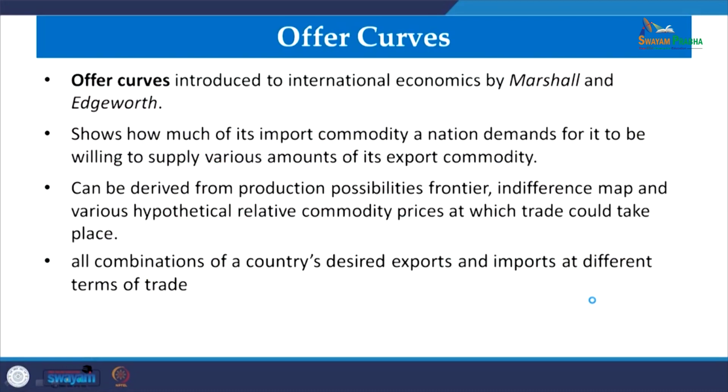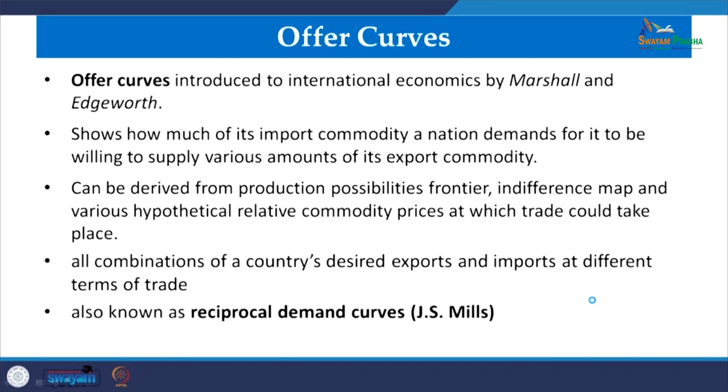This can be derived with the help of the production possibility frontier, the indifference map and various hypothetical relative commodity prices, and that usually takes place after trade; in the autarky situation we cannot determine all those changes. So, an extent of dynamism is attached to the applications of the offer curve. Basically, this is a combination of a country's expected or desired exports and imports at different terms of trade. We will be discussing terms of trade in detail.